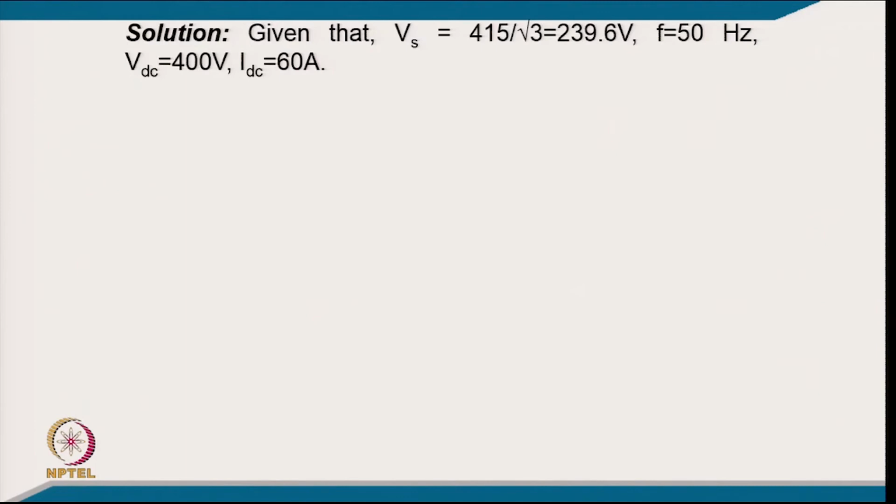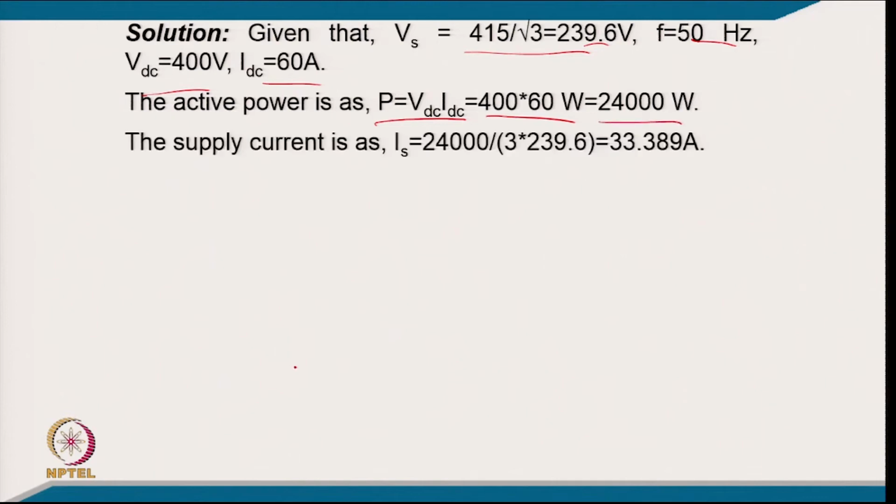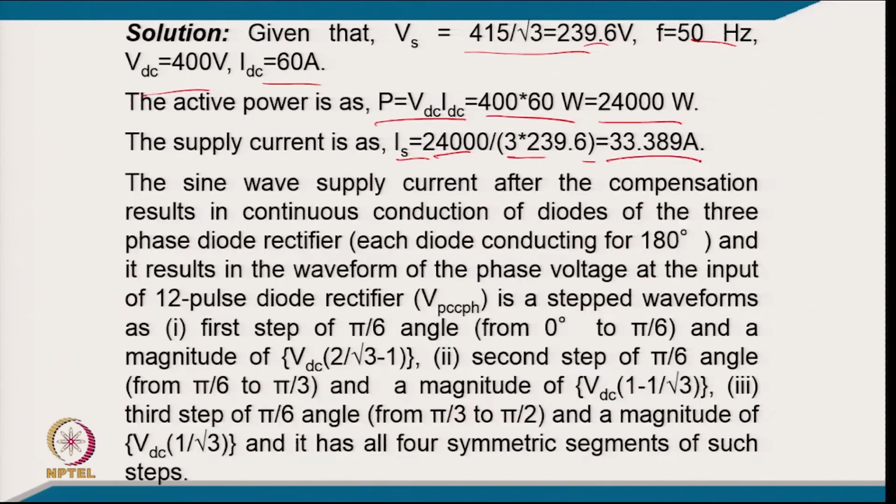So, this is the voltage we have to inject in the case of this typical non-linear load of a 12 pulse converter also. Now, coming to the solution part, given that the supply voltage is 415 by root 3, that is 239.6 volt, 50 hertz, the DC link voltage is 400 volt and the DC link current is 60 ampere. The active power drawn by the load is P equal to VDC IDC, that is 400 into 60 watt, that is 24,000 watt or 24 kilowatt. The supply current is estimated as the active power 24,000 watt divided by 3 into 239.6 volt, so it comes to 33.389 ampere.